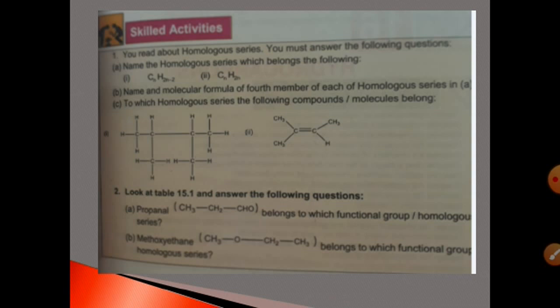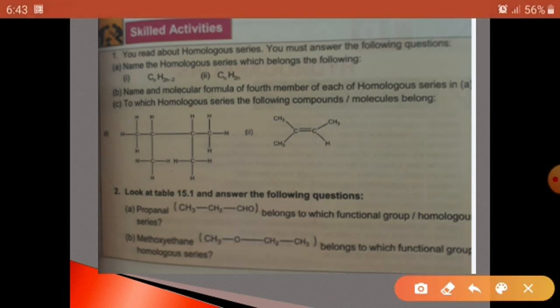In the second, CH3, C double bond C and CH3. When a carbon-carbon double bond is present, it shows the alkene functional group. So it belongs to the alkene series. C double bond C represents the alkene functional group, so it belongs to the alkene homologous series. Here the first one belongs to the alkane homologous series.